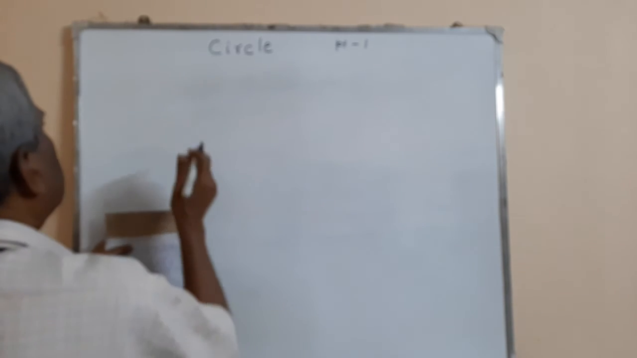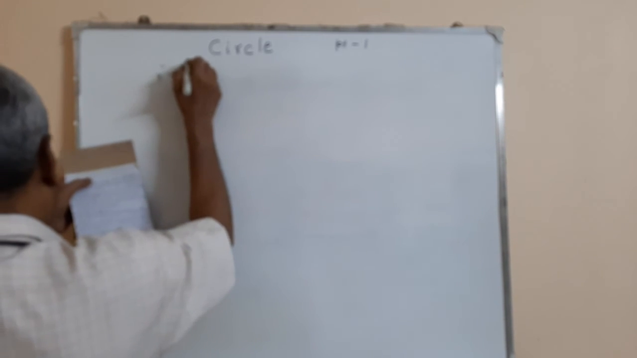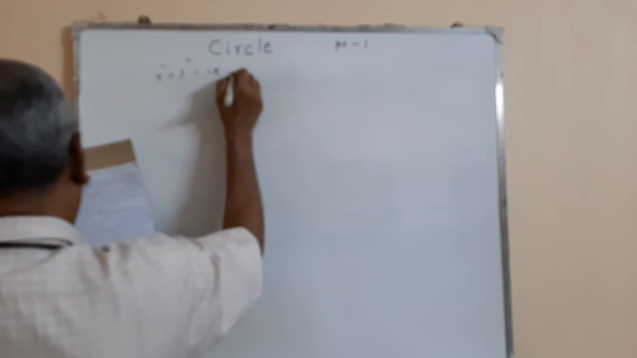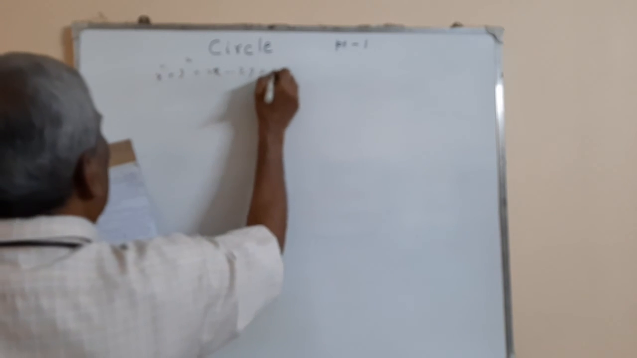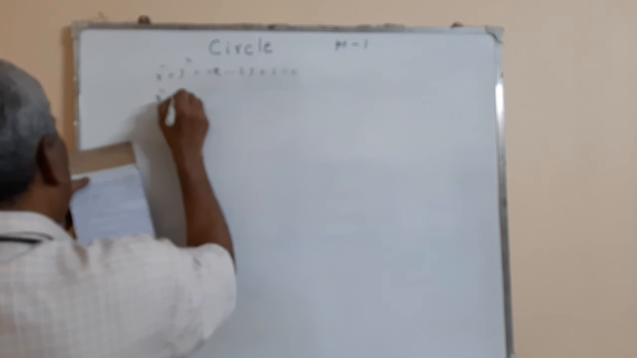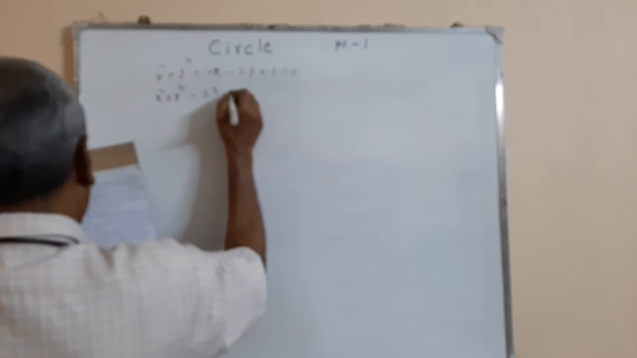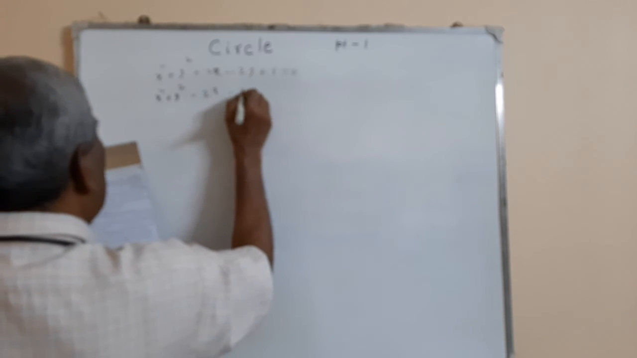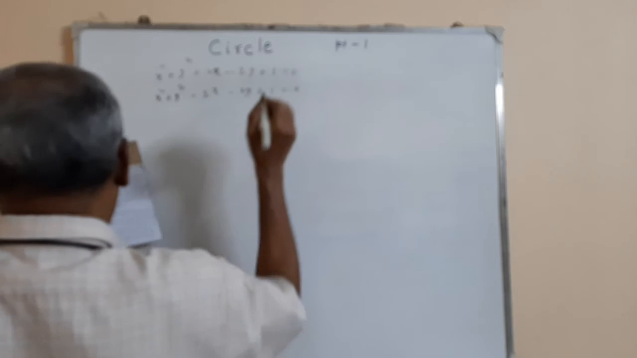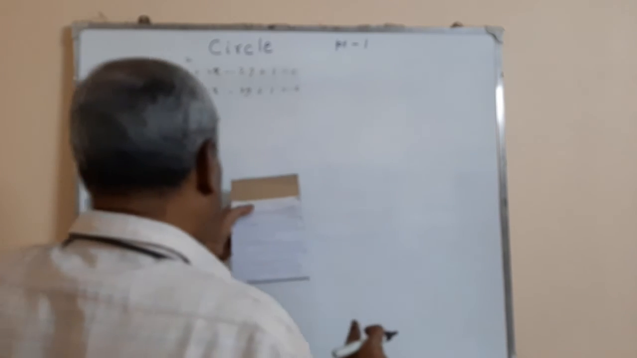Equation of two circles are x square plus y square plus 2x minus 2y plus 1 is equal to 0, and x square plus y square minus 2x minus 2y plus 1 is equal to 0. Then which one is true?